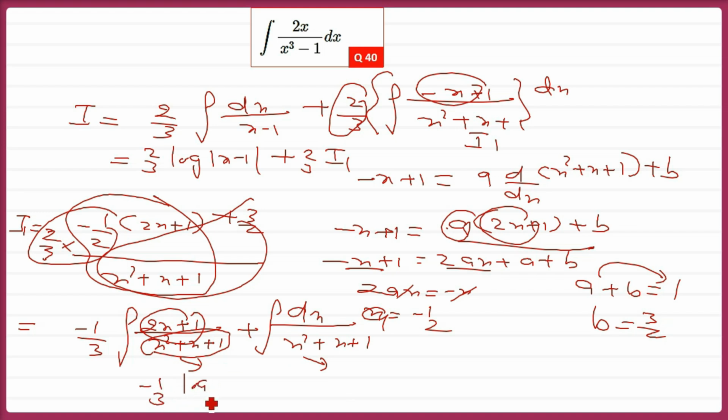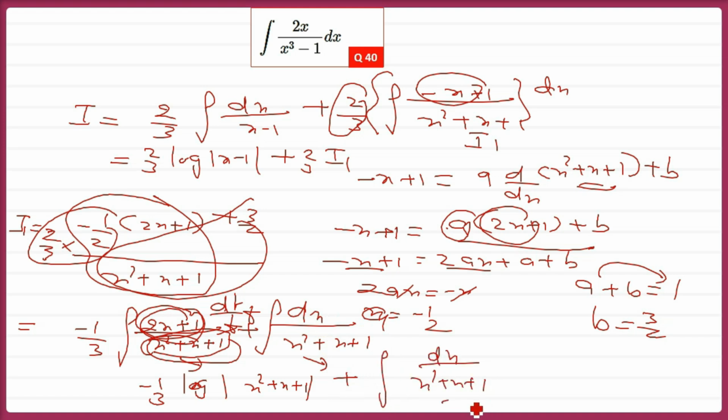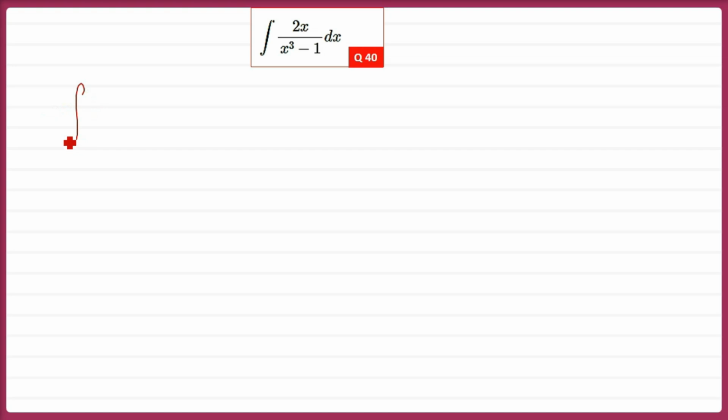It will be negative 1 by 3 log modulus of x square plus x plus 1. You already know that. Again, x square plus x plus 1, if you place it as t, differentiation of x square plus x plus 1, which is 2x plus 1, has already been computed just now. So it will be dt by t, and that will be simply log. How about this integration of dx divided by x square plus x plus 1? So the third term we are doing now.